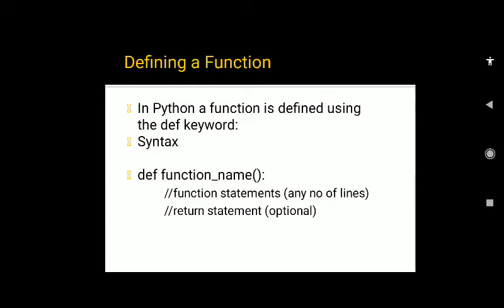How to define the function? To define a function, you will have to use def keyword in Python. So first write def keyword, space, the function name followed by parenthesis, and this ends with colon. Go to the next line.